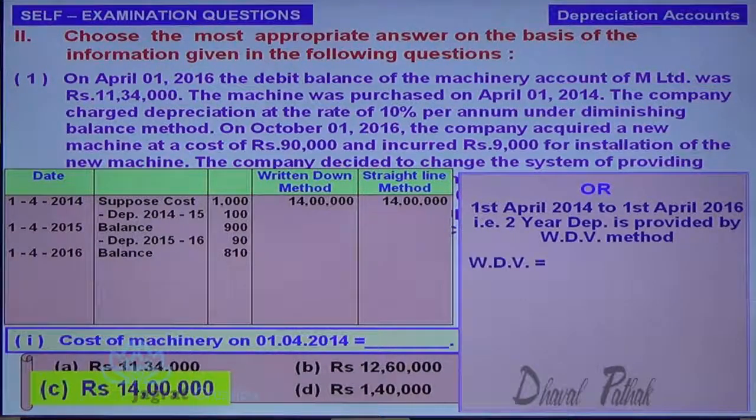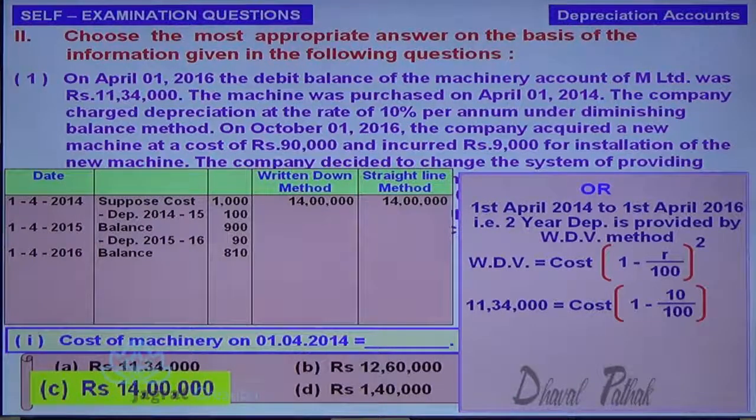So WDV is equal to cost into bracket 1 minus R upon 100, raised to n. Raised to n means number of years. The written down value given to you is 11,34,000. I want to find out the cost of machinery. The rate of depreciation is 10%. So 1 minus 10 upon 100, raised to 2.